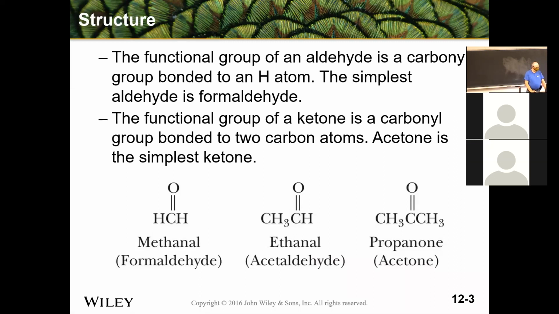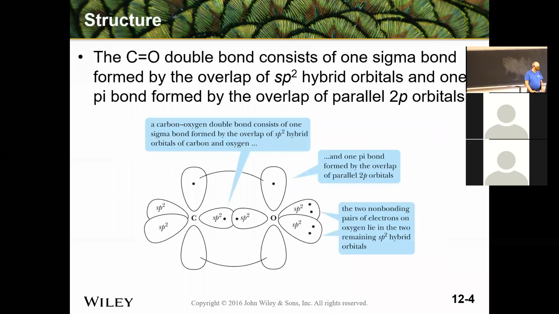All right, many aldehydes and ketones have widely used common names. Methanal is more commonly known as formaldehyde. Ethanal is more commonly known as acetaldehyde, and propanone would be the IUPAC name. We could say 2-propanone, but in this case the ketone has to be on number 2. Much more commonly called acetone. That's the simplest ketone.